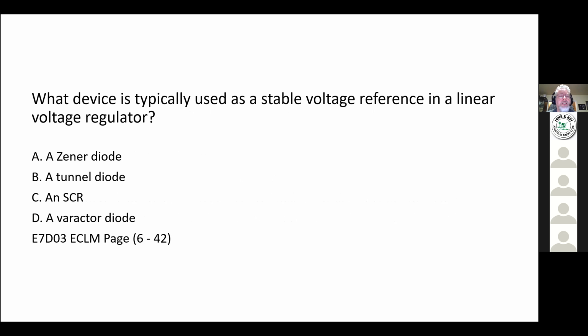What device is typically used as a stable voltage reference in a linear voltage regulator? A, a Zener diode. B, a tunnel diode. C, an SCR. Or D, a varactor diode. Alpha. Alpha is correct, a Zener diode.